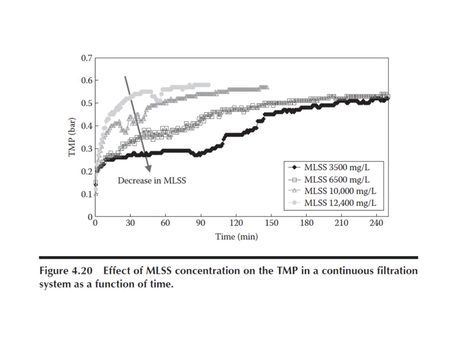This is another example. Previously, we just saw the result of batch experiments, and in this case we see the result of continuous operation. The TMP profiles are compared, and if you increase MLSS from 3,500 to 12,400, again the TMP increases faster, which means fouling propensity increases with increasing MLSS concentration.